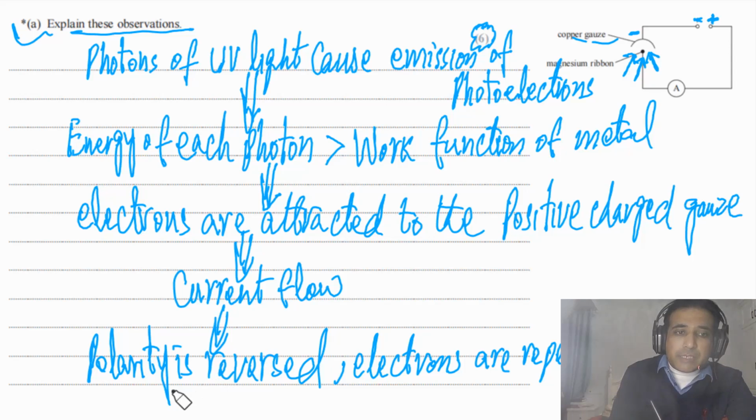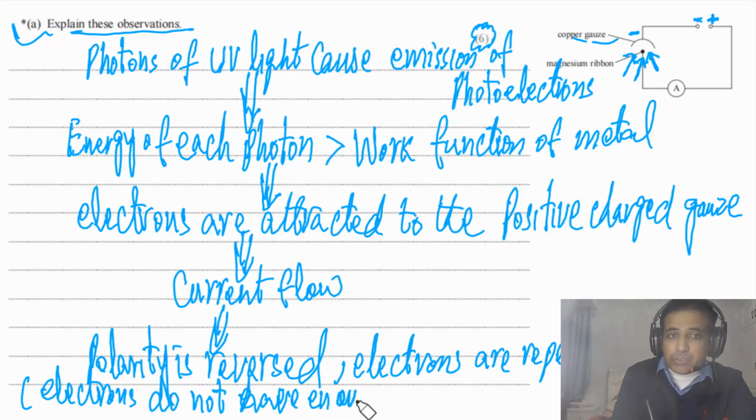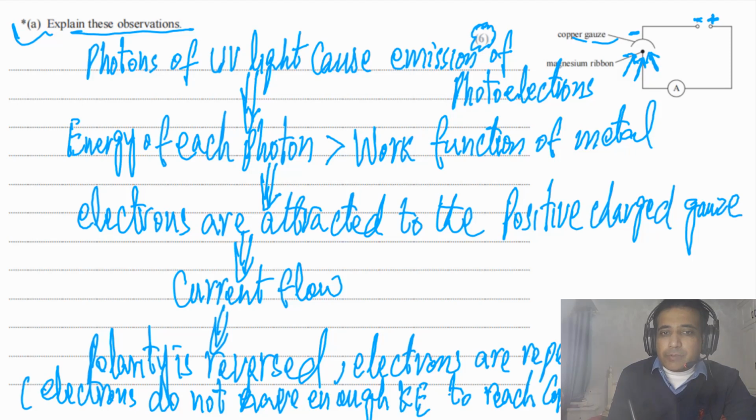We can say, or we can simply say, electrons don't have enough kinetic energy to reach the negatively charged copper gauze. They cannot move across this gap. So these are the points we can write down in our final answer.